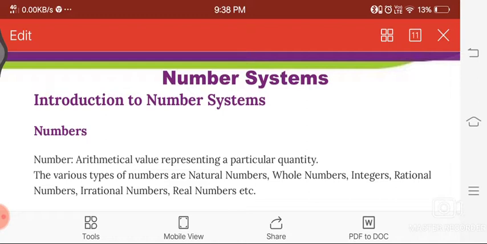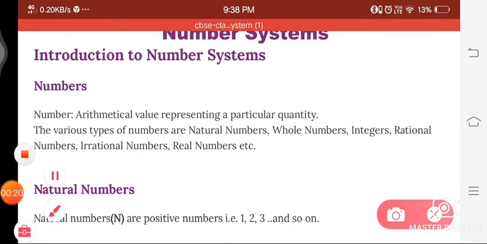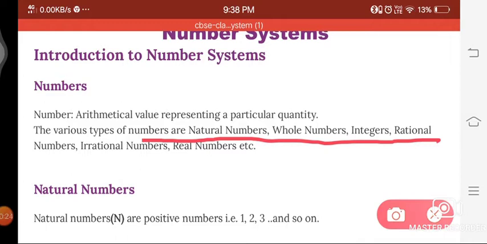Firstly, we talk about what is number. Number is an arithmetic value representing a particular quantity. The various types of numbers are natural number, whole number, integer, rational numbers, irrational number, real number, etc.